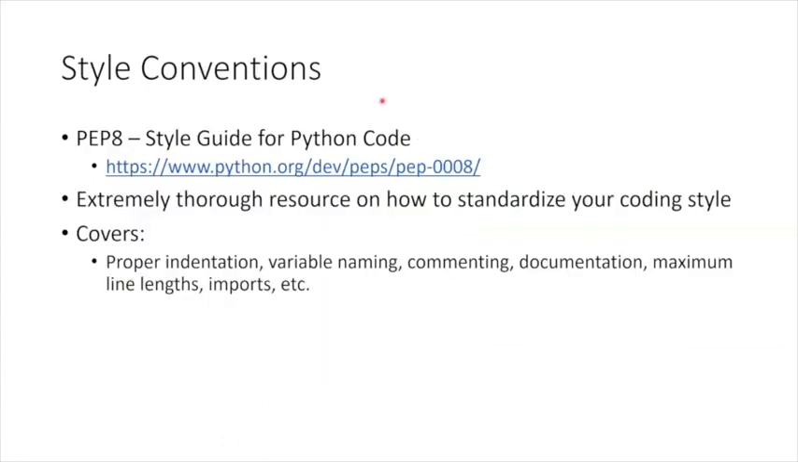Okay, and for more information on this, you can go to the Style Conventions website. If you go to this website right here, it's the style guide for Python code. It's extremely, extremely thorough. It's from the Python developer website, and it's just a resource for how to standardize your coding style. It covers everything from proper indentation to naming to commenting, documentation, etc.